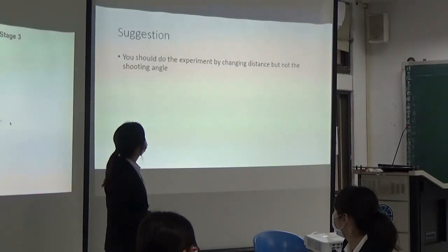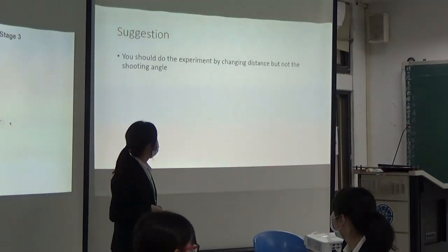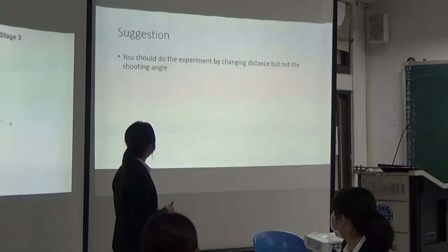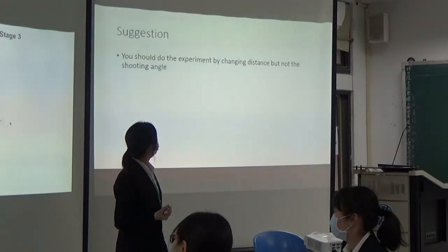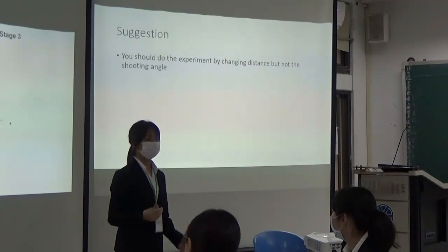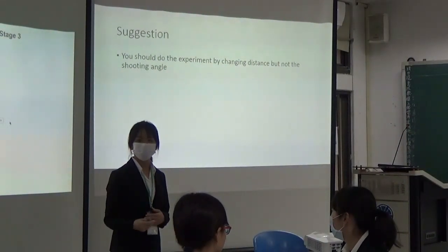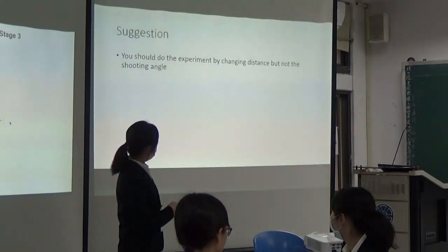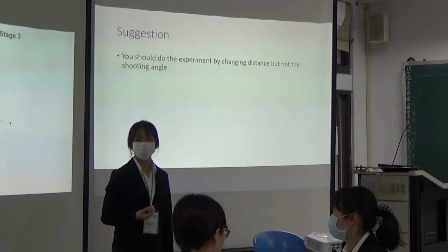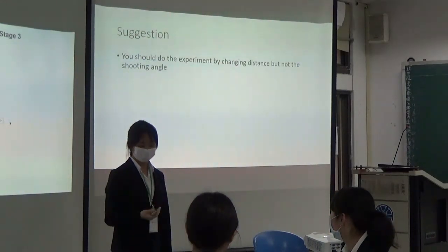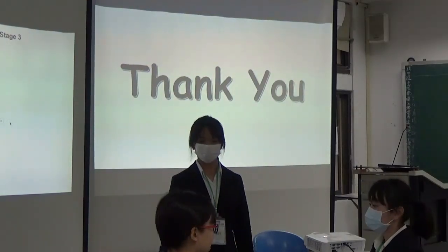And my suggestion to the reporter is that they should do the experiment by changing distance, but not the tilting angle. Because I think the angle won't affect the range the rubber band can reach. But the distance is the main point that determines how far the rubber band can reach. Thank you.